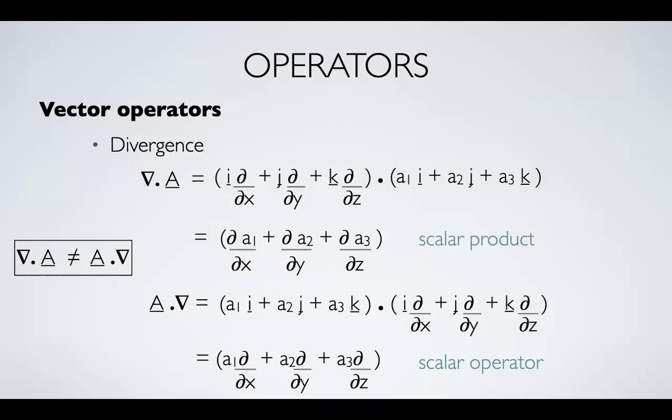So if you have a scalar or vector at the end, this whole thing will be operating on the variable at the back, all right? So you can see the difference, right? One is the product, the other one is the operator, but both are scalar. Any questions about it?